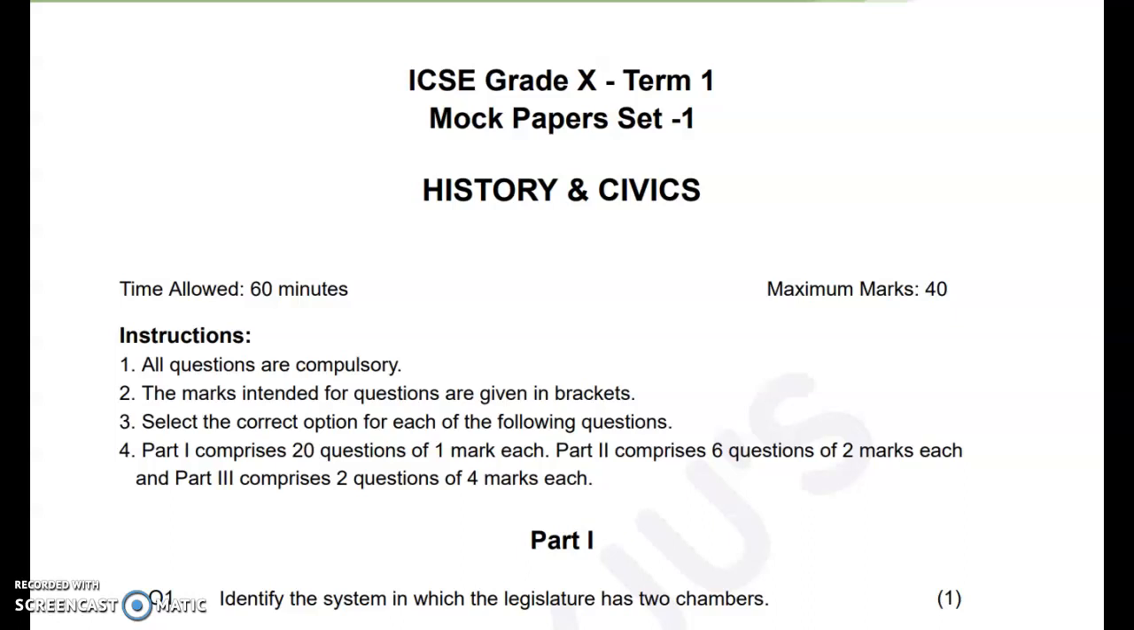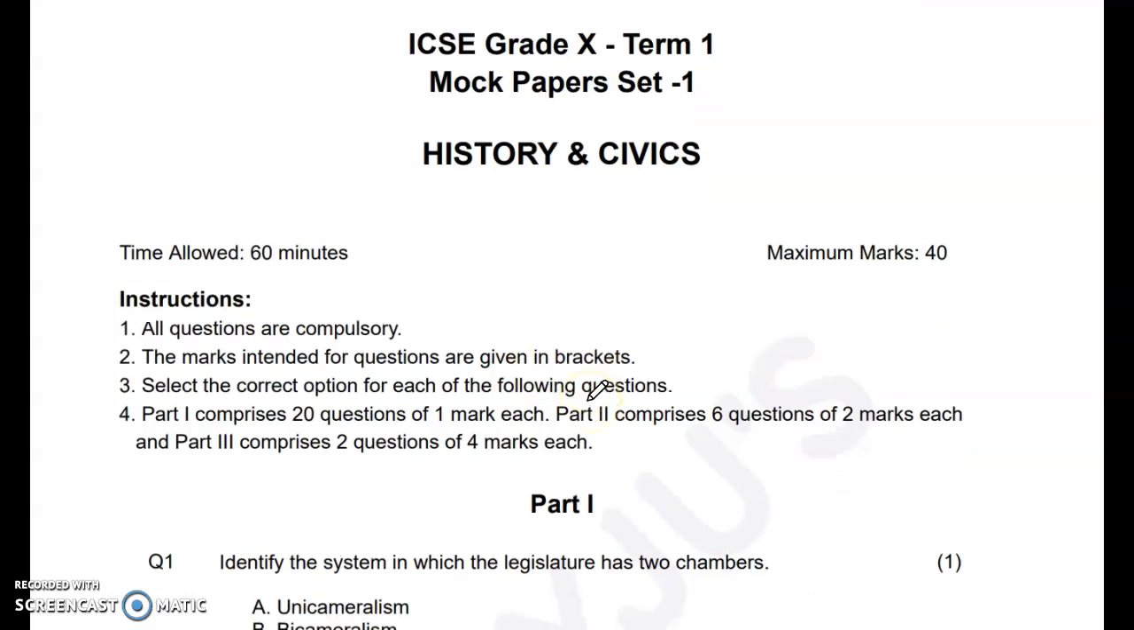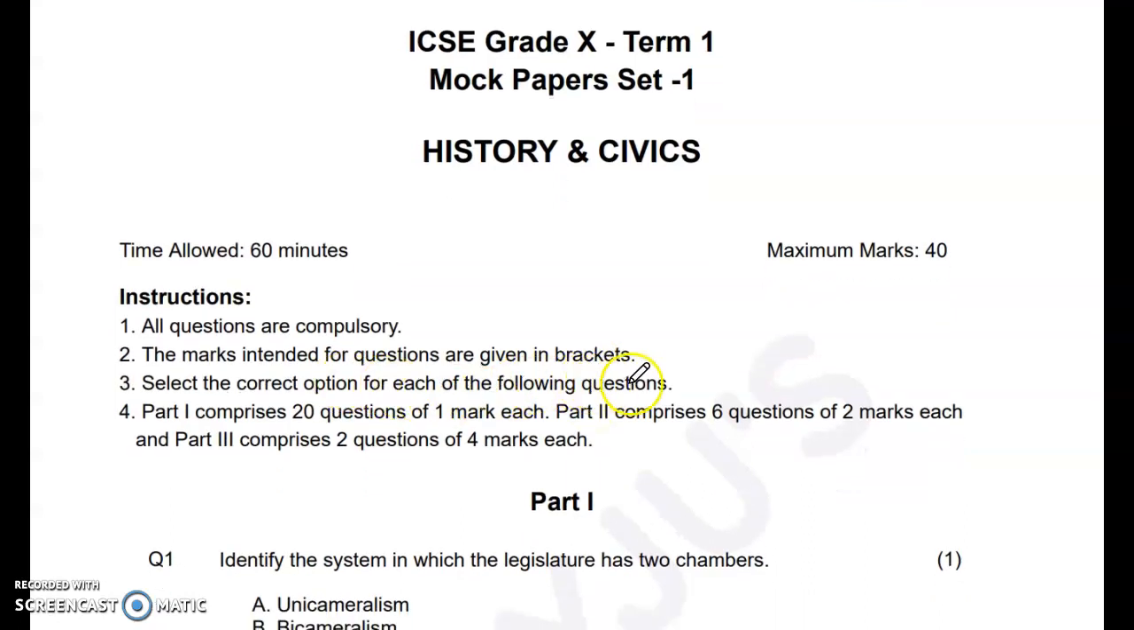So let's begin with the history and civics mock test paper for the semester 1 examination. The time allowed is 60 minutes and the maximum marks is 40. You'll be getting 40 questions each of 1 mark. All questions are compulsory. The marks intended for questions are given in brackets. Select the correct option for each of the following questions. And yes, students, you have to mark the answer you feel is correct. Do not leave any question.